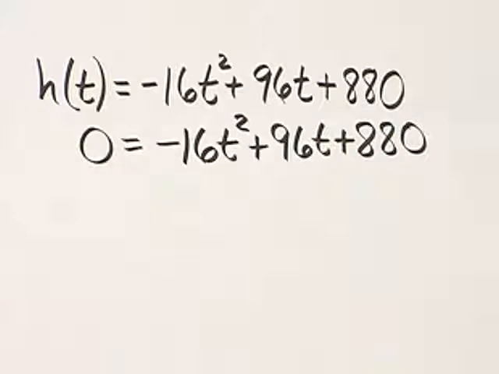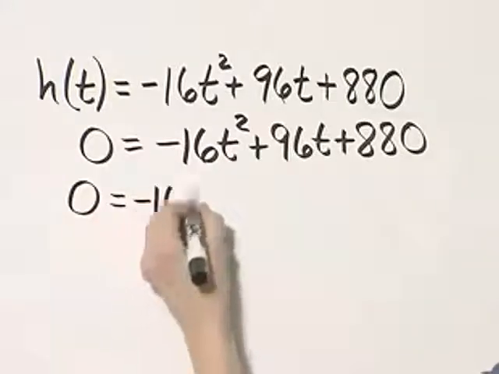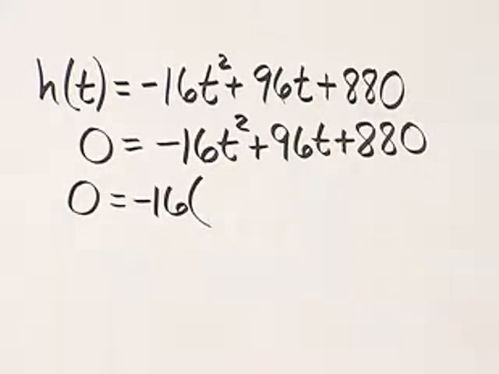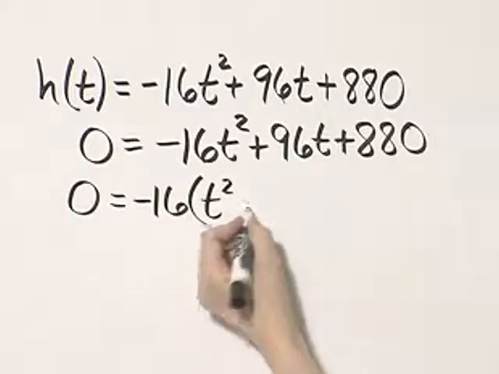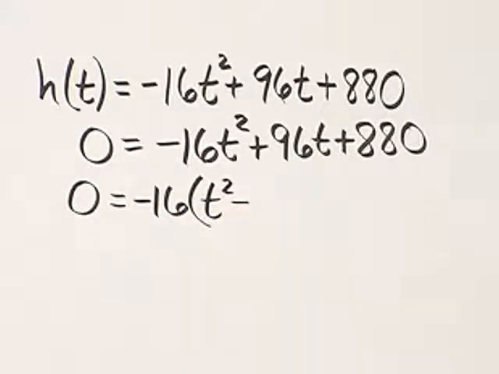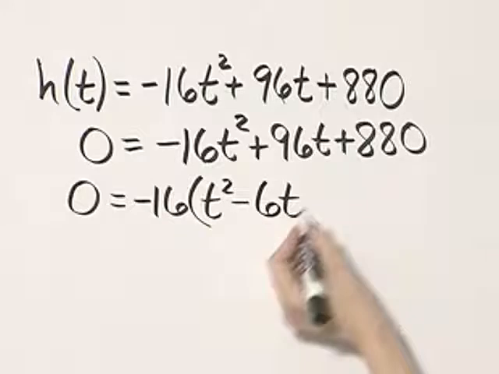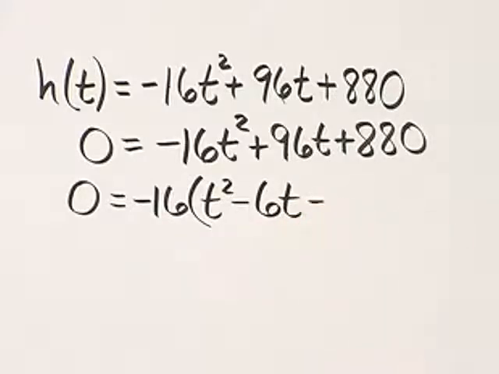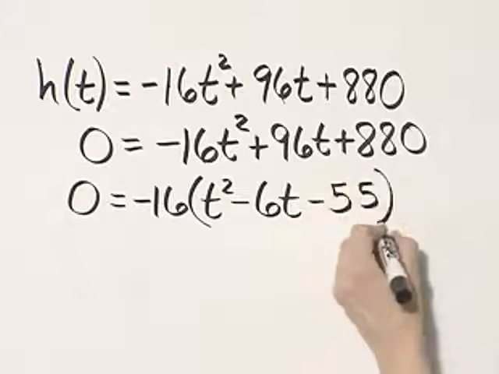t. How do we solve this quadratic equation for t? Notice, first of all, you can factor out a common factor of negative 16. This term divided by negative 16 is t squared, minus 96t divided by 16 will give me 6, and then I have my t, and then I'll have a minus, and 880 divided by 16 is 55.